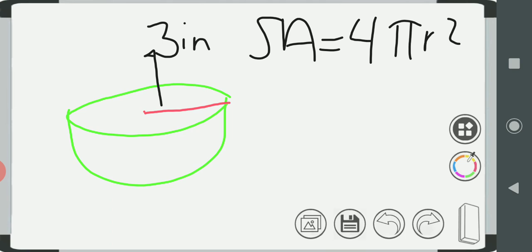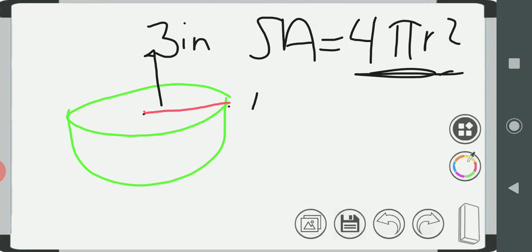Remember, surface area equals 4 pi r squared. And you don't have to have this memorized, right? This is on the GED formula sheet. You just have to know what all these letters mean. Now this is the radius, right? Because the radius starts in the middle and goes to an edge. So I've already been given the radius.